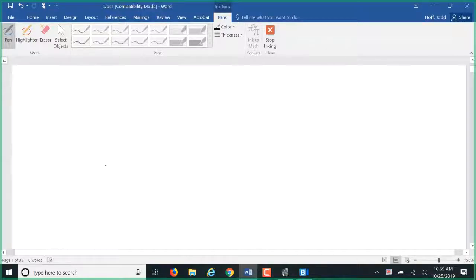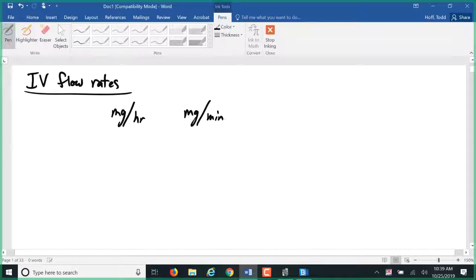When we left off last week, we had started talking about IV flow rates. And we had mentioned IV flow rates can take on a lot of different forms. We can have milligrams per hour, milligrams per minute, milliliters per hour, milliliters per minute. Then at the very end, we mentioned something called drops. The abbreviation for drops is GTT.